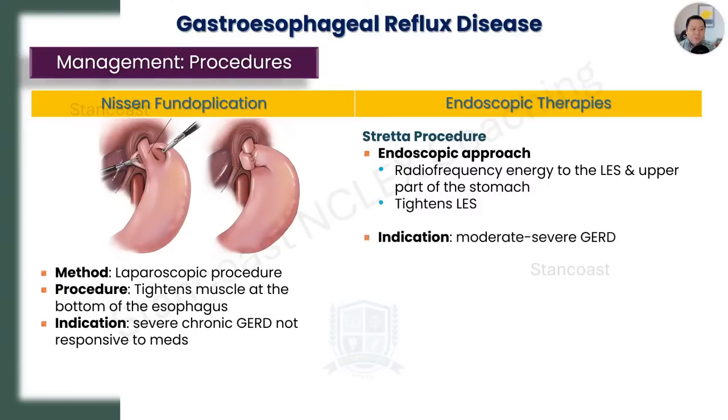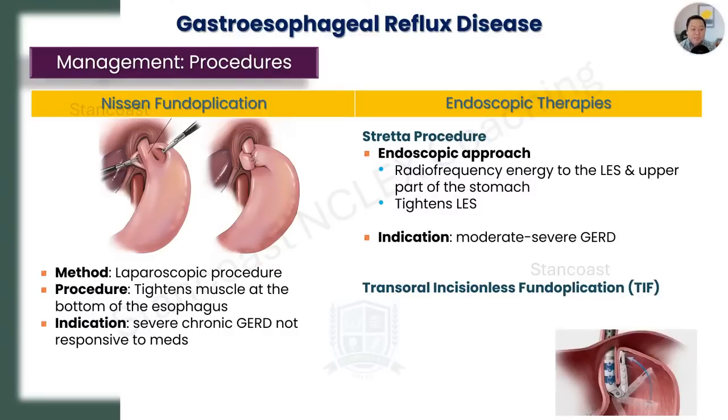Now, we also have this done as indicated for moderate or severe GERD. And also another procedure is a transoral incisionless fundoplication, what we call the TIF. This is going to be done endoscopically through the mouth. It does not require external incisions. It also has much faster recovery and fewer complications compared to the open surgery.